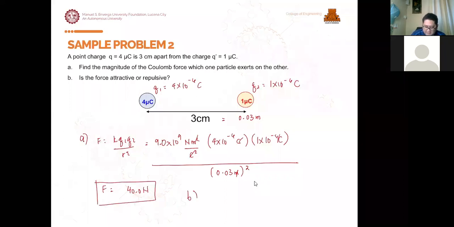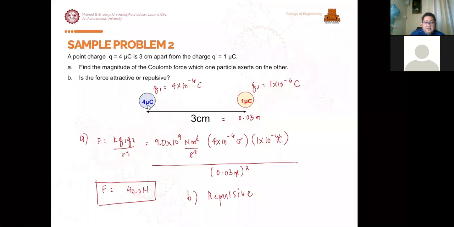Then in letter B, what is our force? Attractive or repulsive? Repulsive, says Mr. Romano. Okay? Correct, it is repulsive because the given particle charges are both positive. Okay? So, ours is a repulsive force.